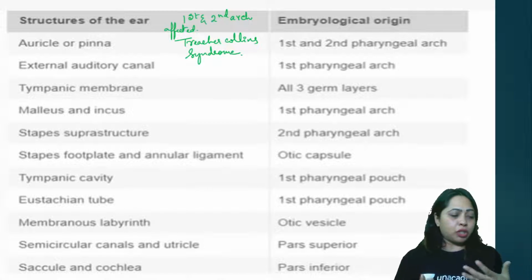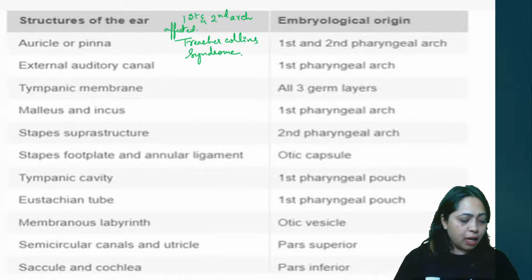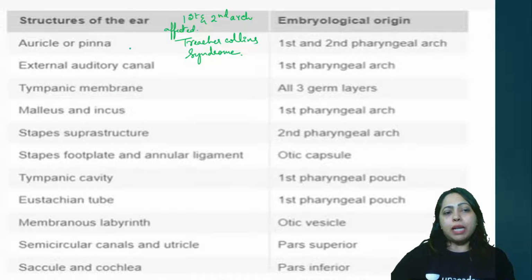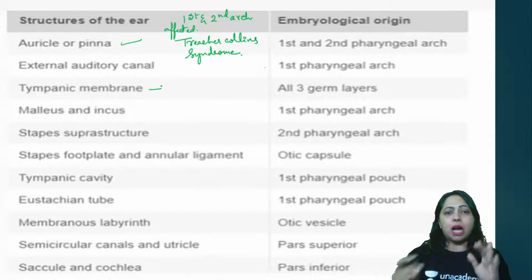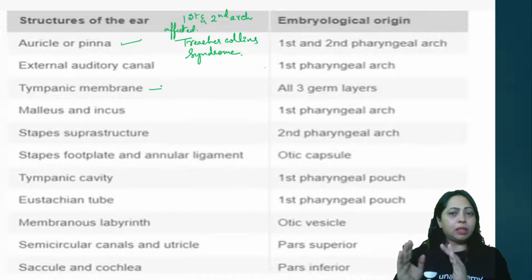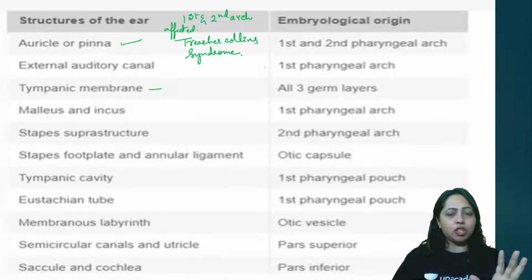So this syndrome affects the structures derived from the first arch and the second arch. So what are the structures? If you know what are the structures that are affected, then it is easy to appreciate. So what is affected? Auricle, the pinna, that is derived from the first and second arch. There is the external auditory canal, that is from the first arch. Tympanic membrane has outer, middle, and inner layers. So all the three germ layers are involved in this formation.